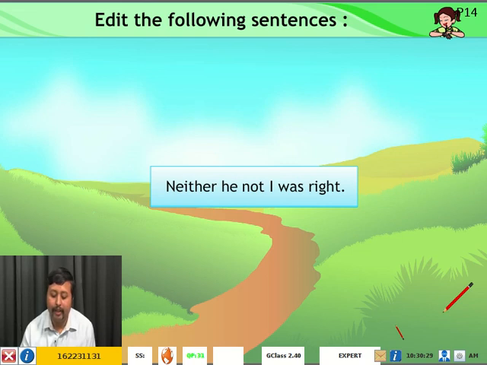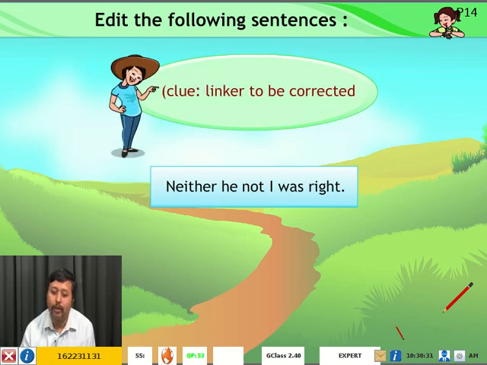Neither he nor I was right. Again, linker needs to be corrected. With neither what do we use? Good. We say nor, not not. So it should be, neither he nor I was right.